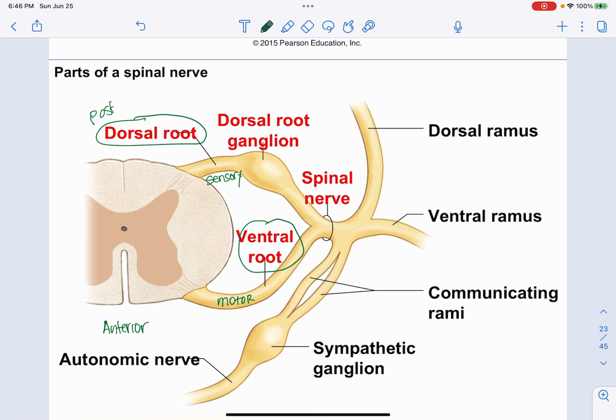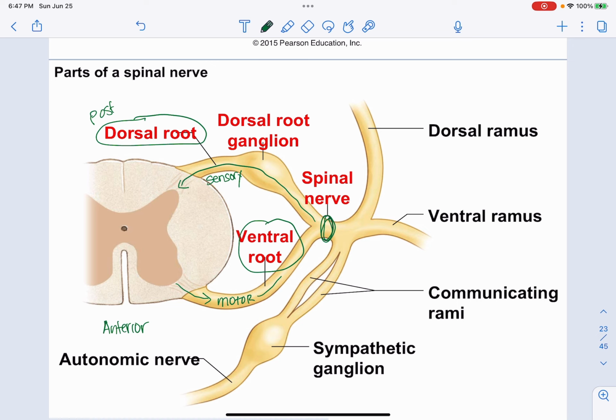So remember that all sensory information is going to arrive at the spinal cord to be processed. It can then be sent up to the brain for interpretation. And then motor information, the efferent pathway, is going to leave. So axons are going to travel through the ventral root and make their way toward this spinal nerve where both of them are going to converge.